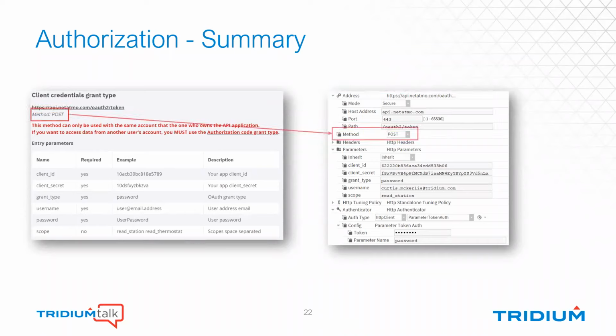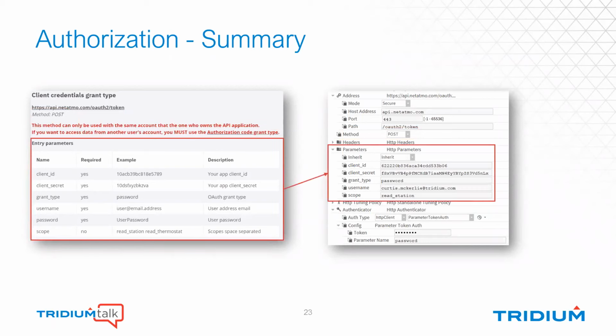Okay, so the method is post, which is from that drop down there. As we said earlier, you've got get, post, put, and delete. We've also got the entry parameters there, which correspond to the parameters here.